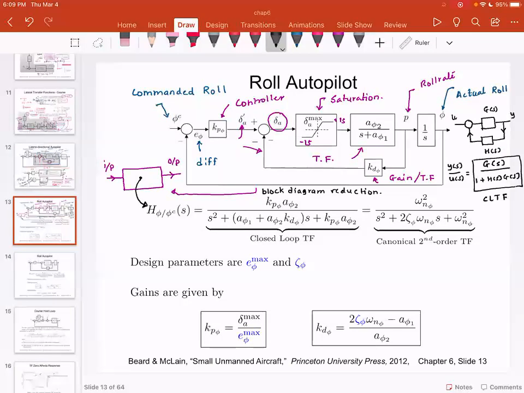And now I want you to look at this transfer function very closely. It's similar to the transfer function of a spring mass damper system. And that's what is meant by canonical second order transfer function. What it means is this transfer function can be represented as something similar to a spring mass damper transfer function. And as soon as you have this transfer function in the standard form, the controller design, or tuning the parameters, or adding the PID, it's very easy.